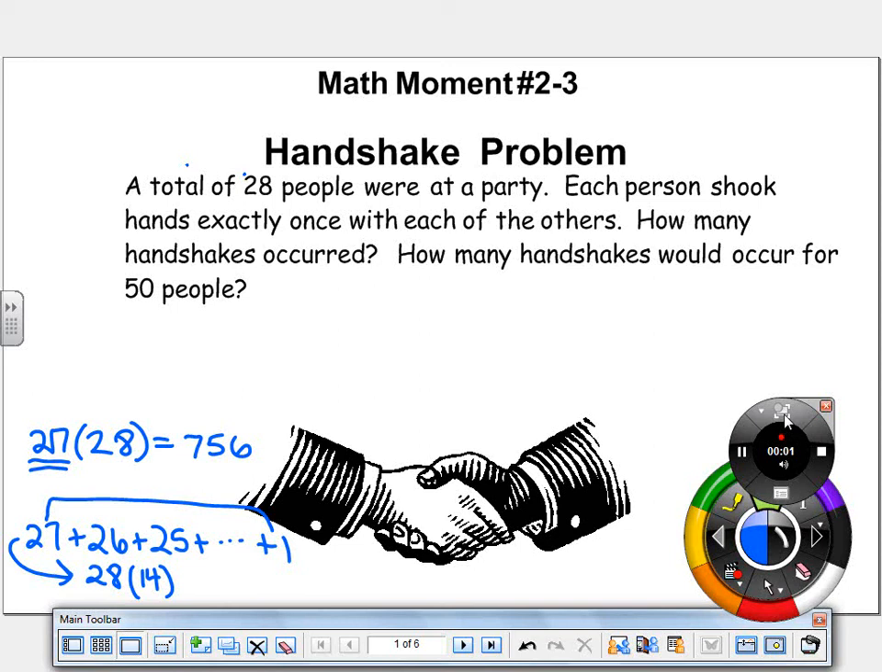So to count the number of handshakes that we have, we're going to add up, like they said, the number of handshakes. Since there's 28 people, the first person will shake hands 27 times. Okay? The next person 26 times, etc., and we're getting to that total.